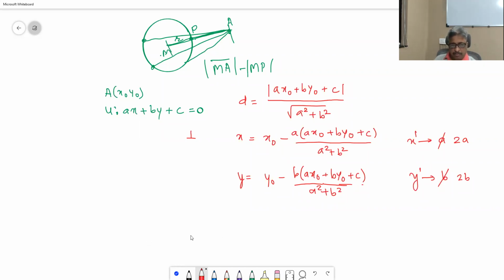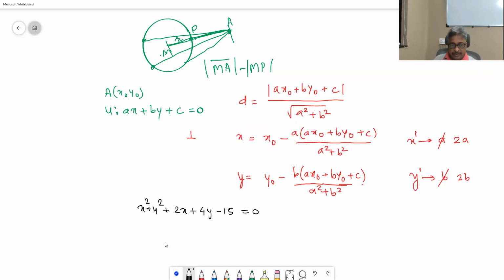suppose I give you a problem. Wait, I will get good numericals for you. Just hold on. Suppose I give you a circle x square plus y square plus 2x plus 4y minus 15 is equal to 0.